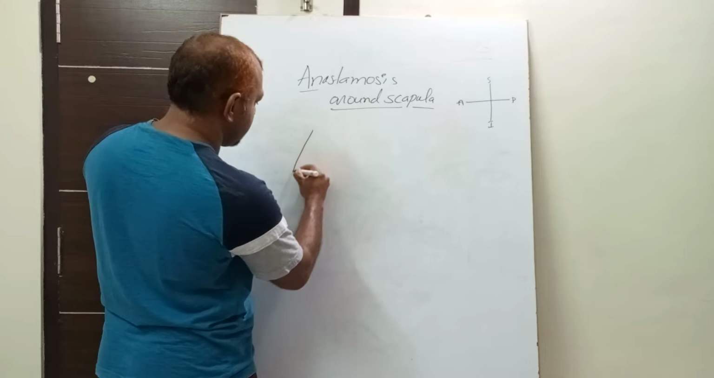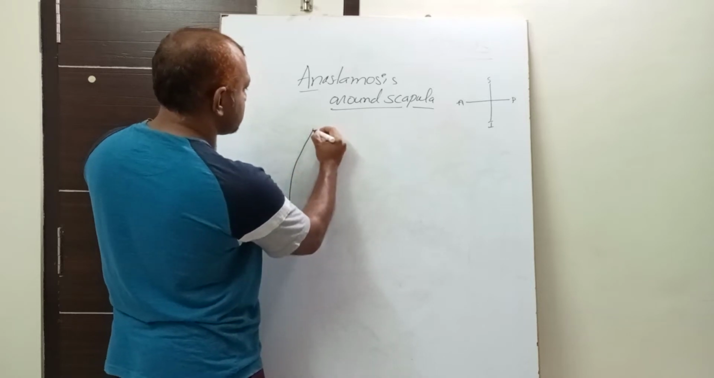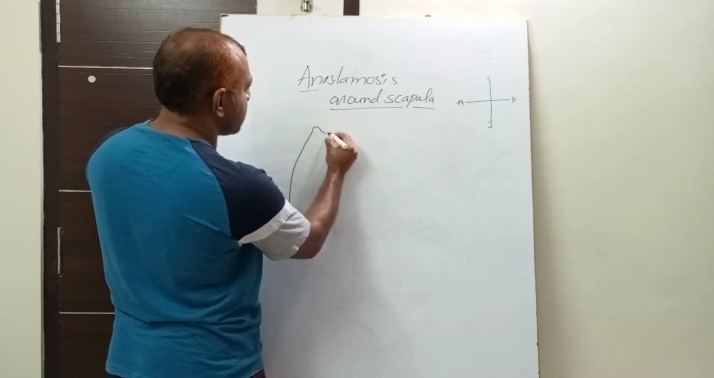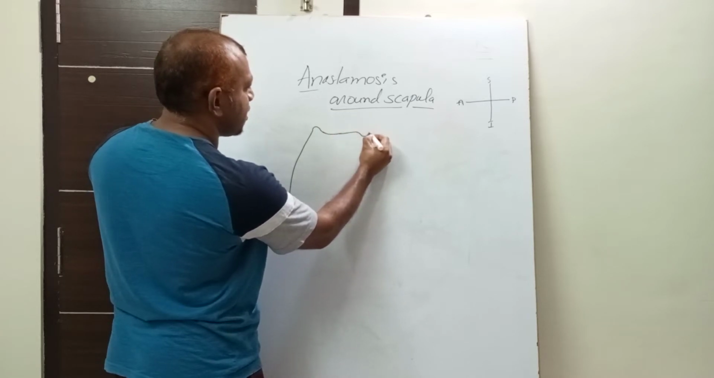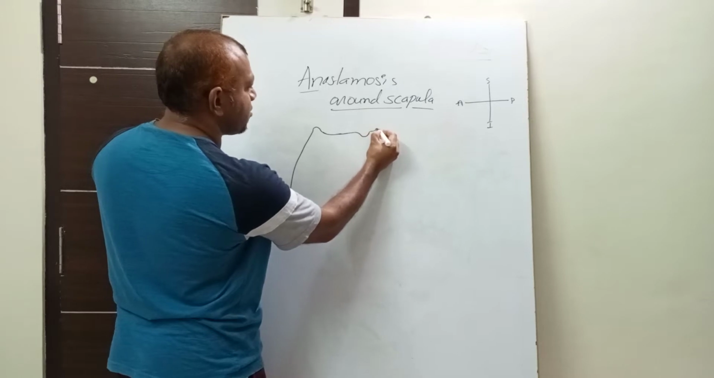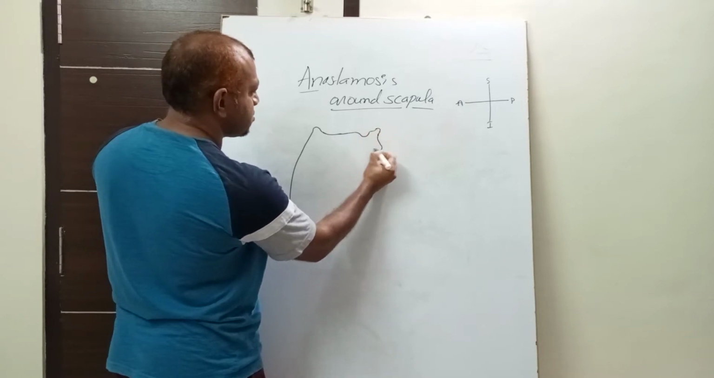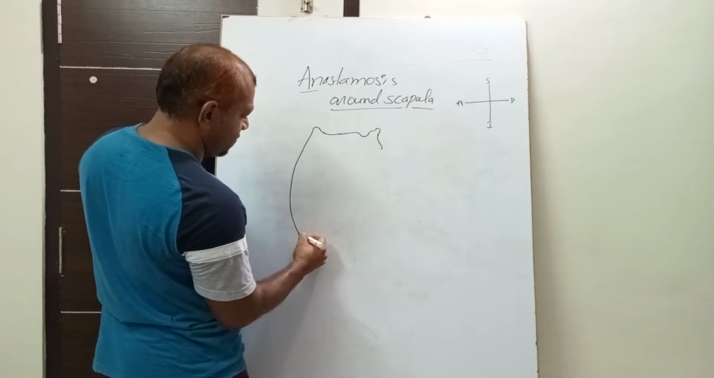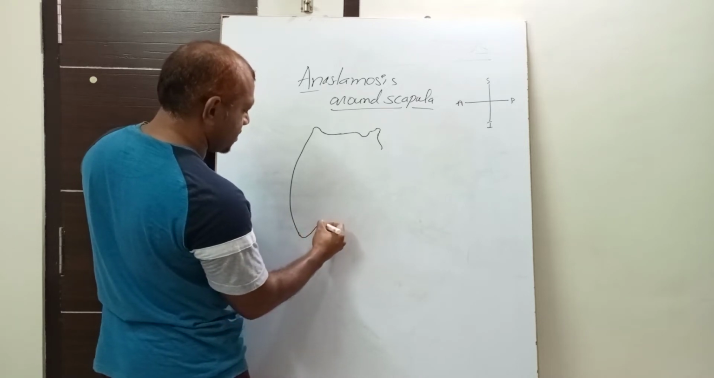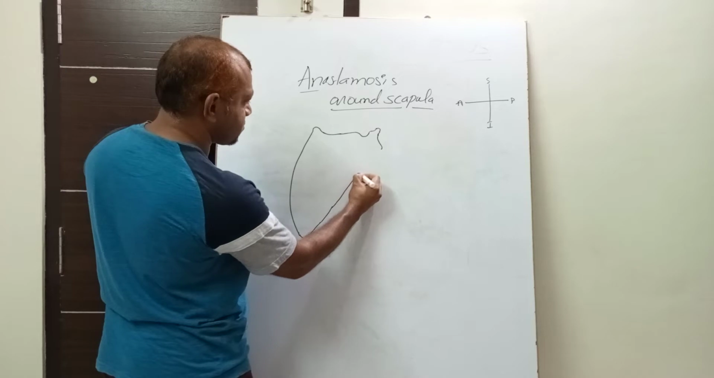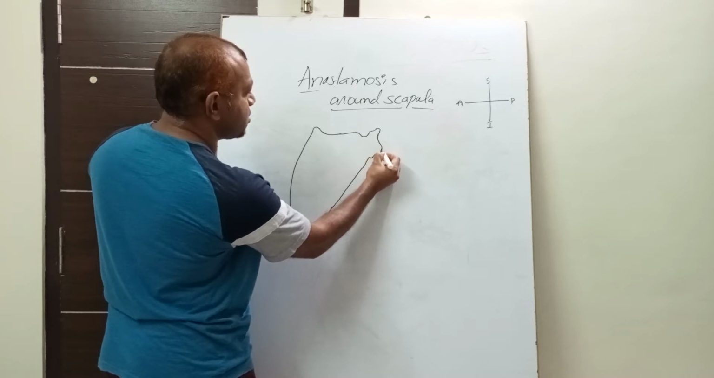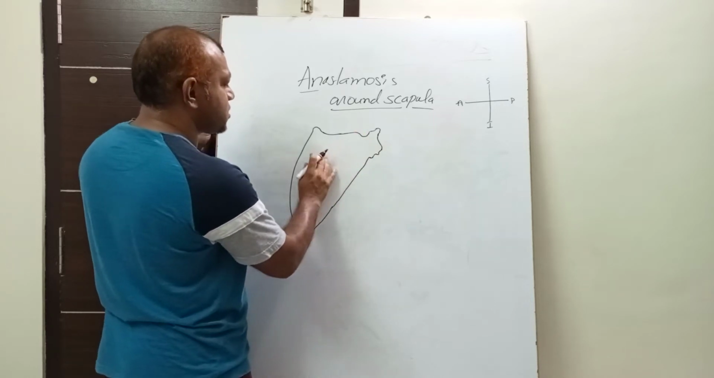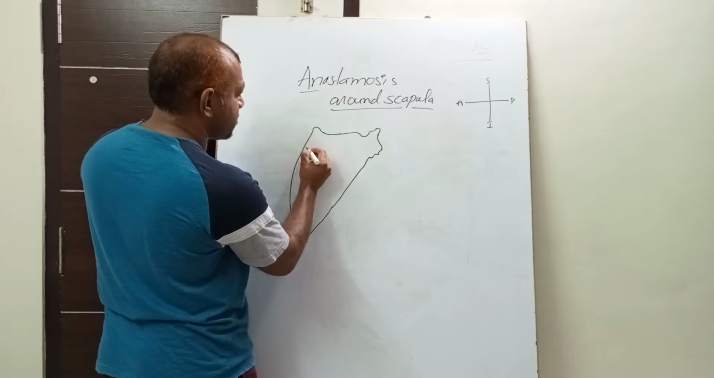So there's the medial border of the scapula, and there's the superior angle of the scapula, and this superior angle is extending laterally, and here you can see a notch, and then here you can see the glenoid cavity. Here is the inferior angle of the scapula, and this is the lateral border of the scapula. That is the infraglenoid tubercle, and this is the glenoid cavity. So this is the scapula.